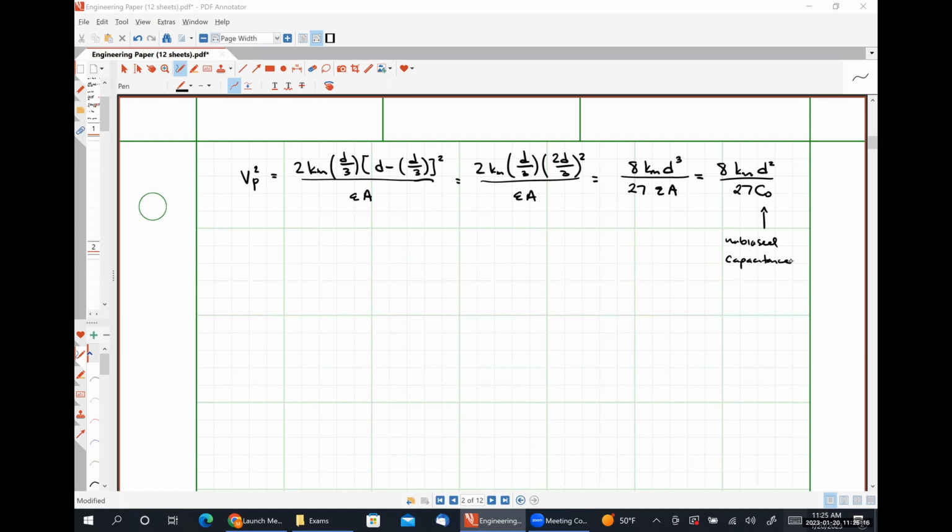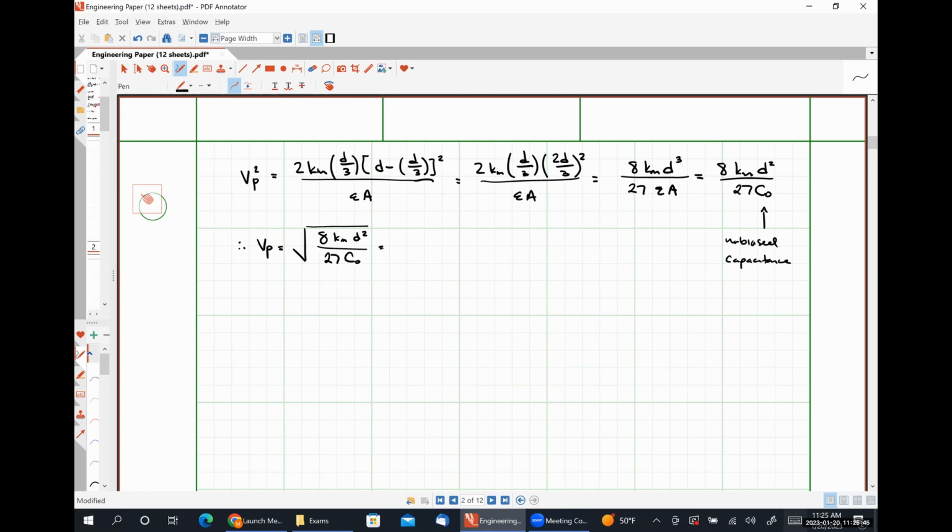All right, so from here, we can determine our pull-in voltage simply by taking the square root of this expression. So our pull-in voltage, VP, will be the square root of 8 km D squared over 27 C naught.